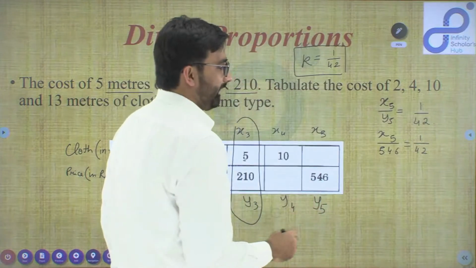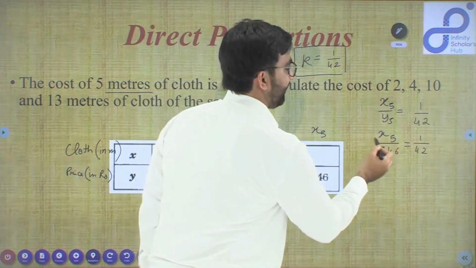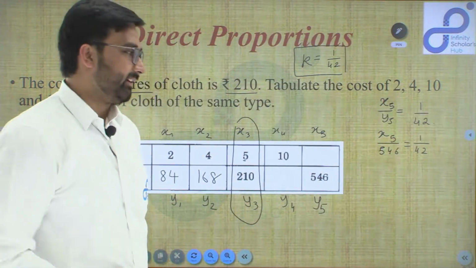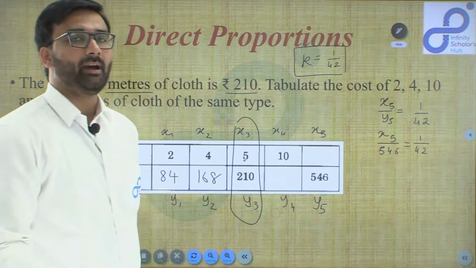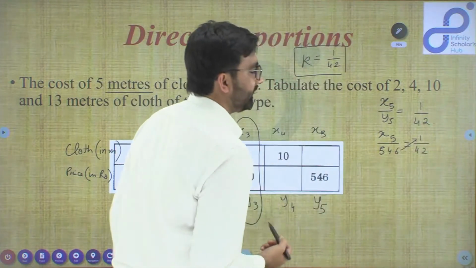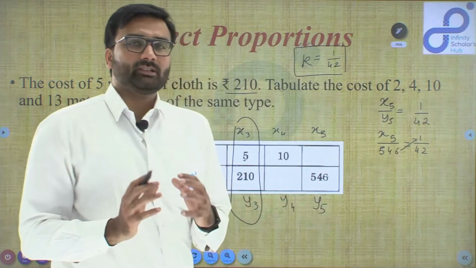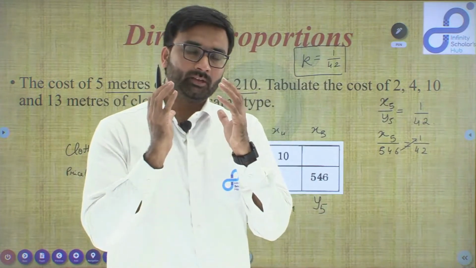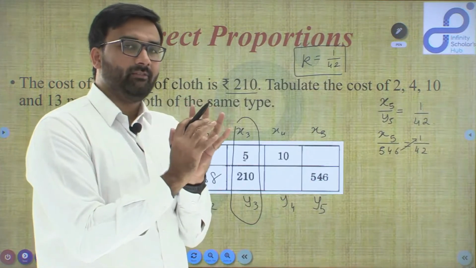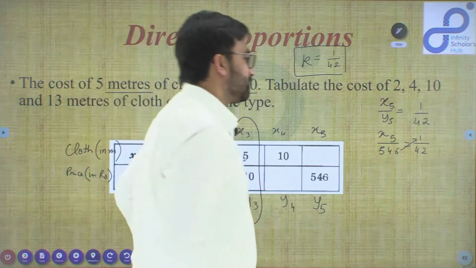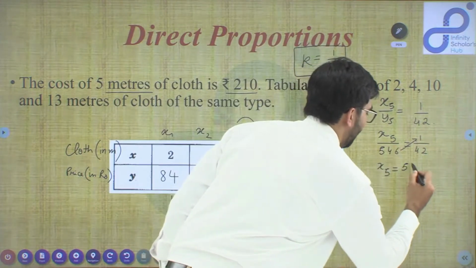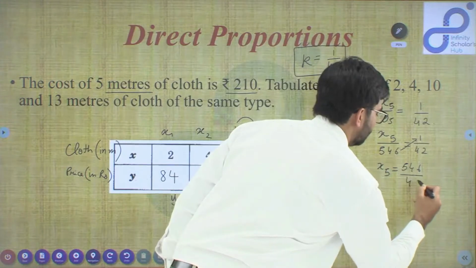Now in this case what will I do? See, if I keep my variable over here only, this is my variable because I do not know the value of x5, so that happens to be my variable. So I will send only 546 to the other side, right? Because while solving an equation, we always keep the variable alone on the left hand side and everything else should be on the other side. So I will send 546 to that side. So x5 will be equal to 546 divided by 42.